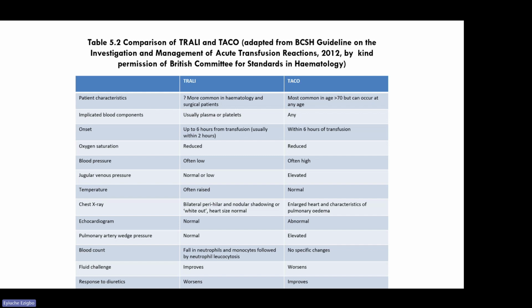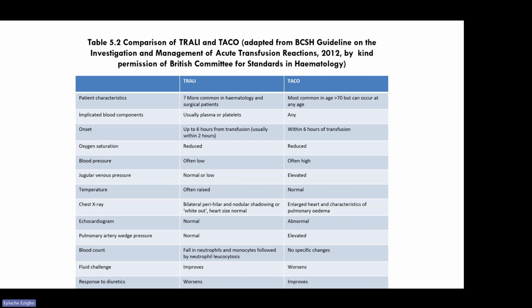Onset is up to 6 hours from transfusion, within 6 hours. Oxygen saturation is reduced, and also reduced in TACO. Blood pressure is often low in TRALI; in TACO it's high because there is overload. Jugular vein pressure is normal or low in TRALI; in TACO it's elevated. Temperature is often raised in TRALI and normal in TACO.